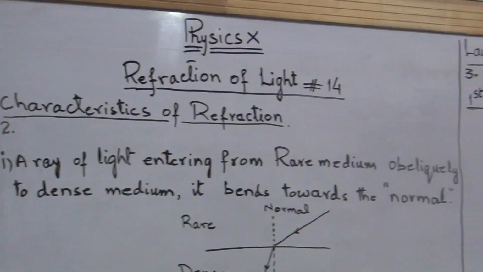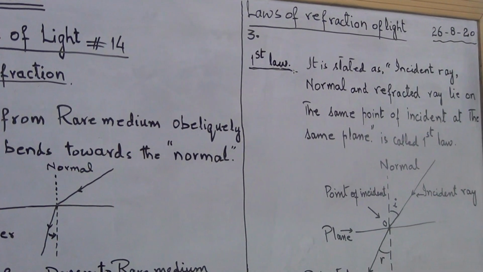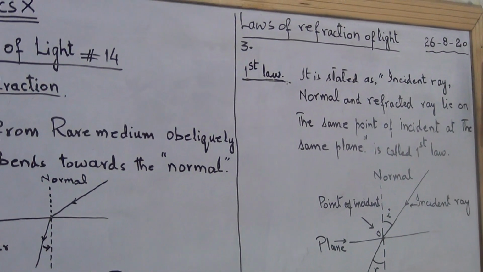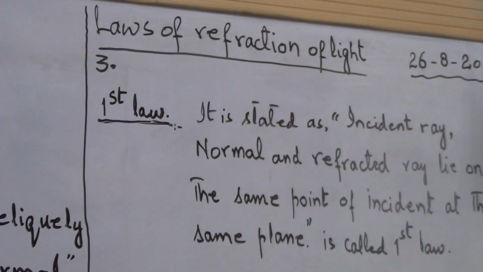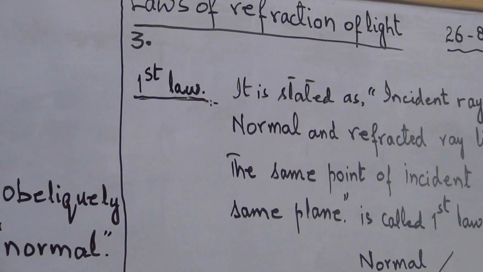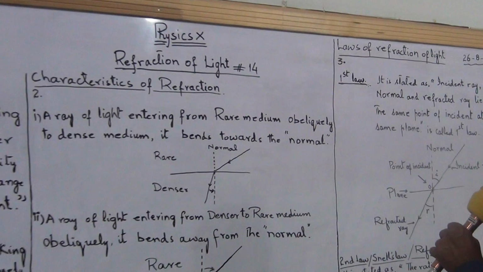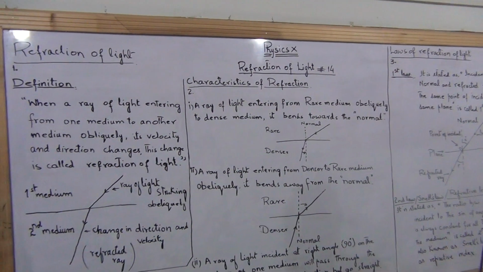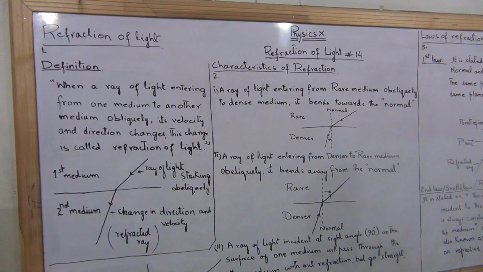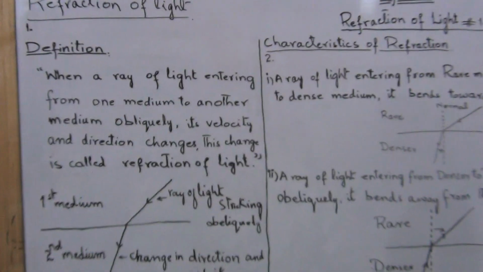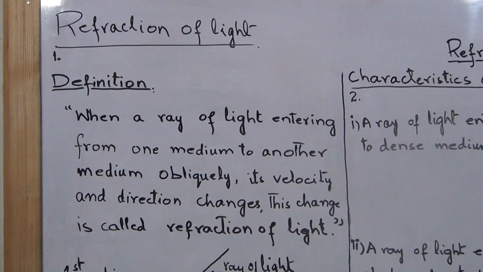Reflection takes place from an opaque medium, which means the ray of light strikes and comes back. But refraction takes place from a transparent medium. The ray of light enters through the medium and goes out from the other side. So it is refraction. How to define it?